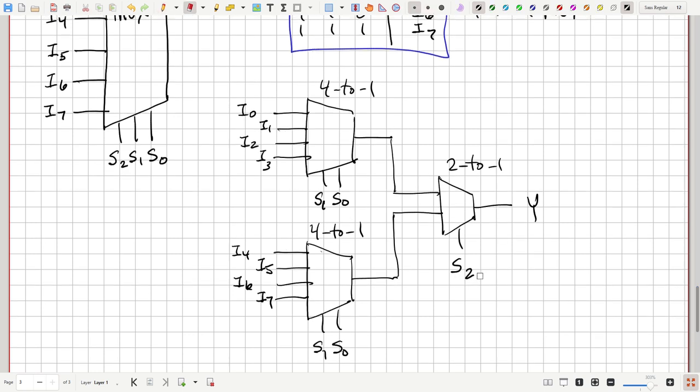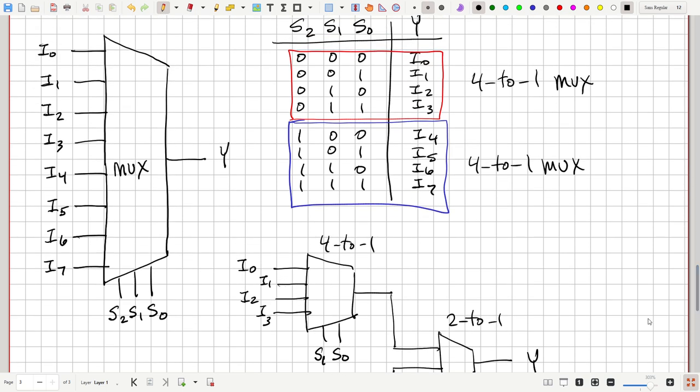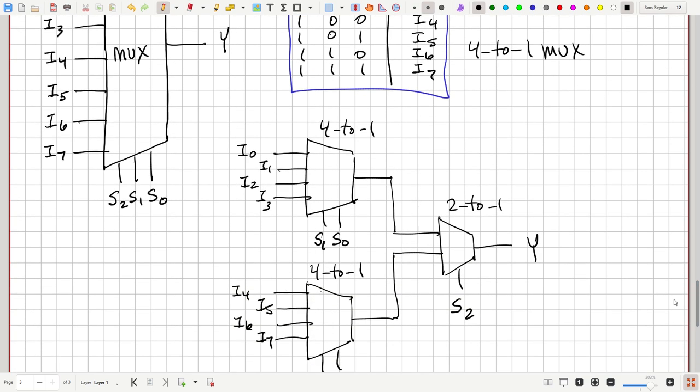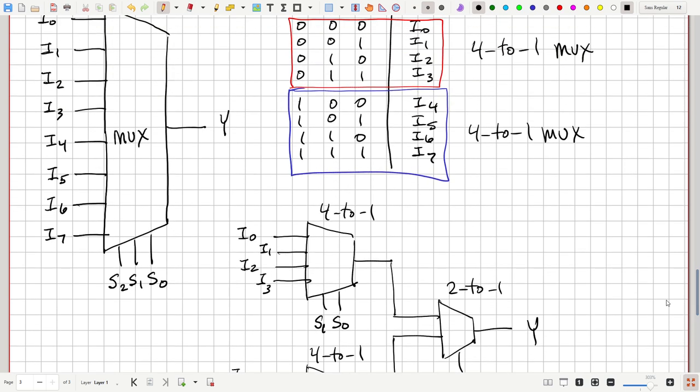Let's see if that works. So if S2 is equal to 0, the 2-to-1 multiplexer takes this first signal and directs it out to Y. And what is that first signal? Well, that's the output of this red block. So it's going to either be I0, 1, 2, or 3, depending on the values of S1 and S0. Now, if S2 is equal to 1, then the 2-to-1 multiplexer takes the second input and directs that to Y. That second input is going to be the output of this blue block here. It's going to be one of I4 through I7 as selected by S1 and S0.